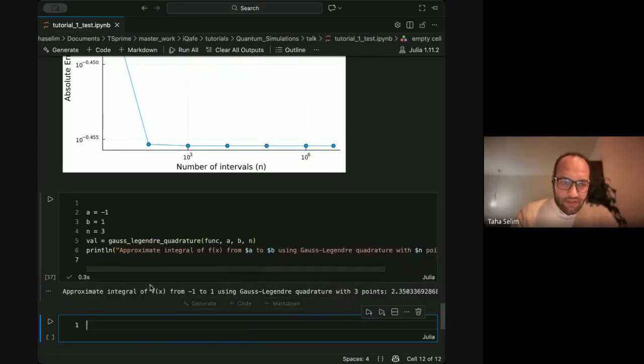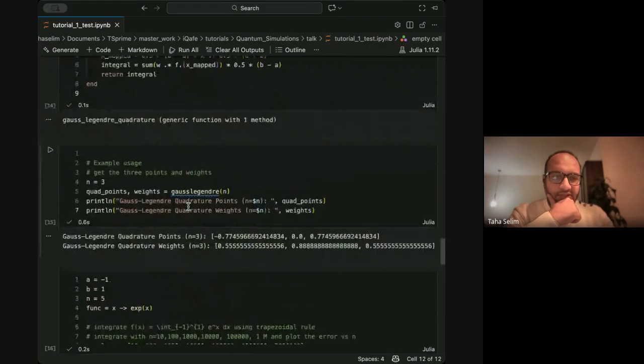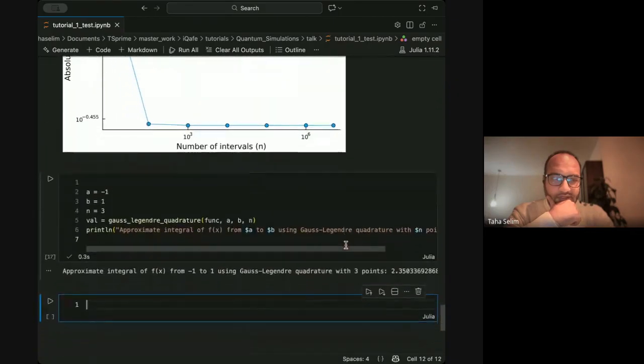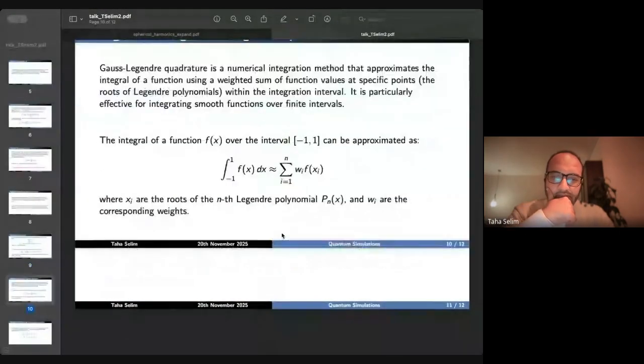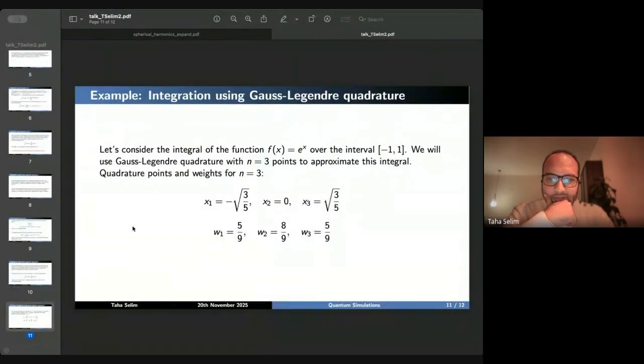Okay, so with 3 points only, of course, the ones that we have used here, this minus 0.77 and 0 and 0.77 times these weights, with only 3 points, I get almost the exact value. If I share the second screen, these are my quadrature points.